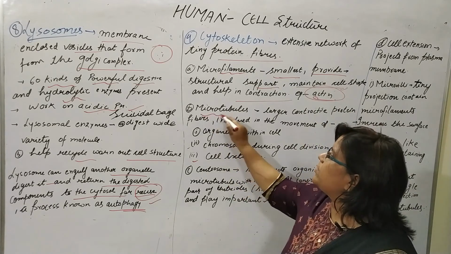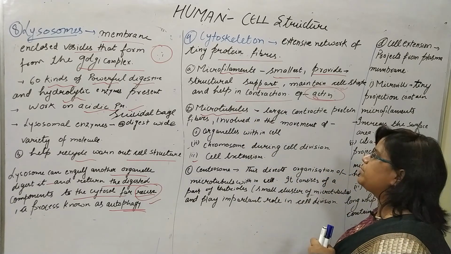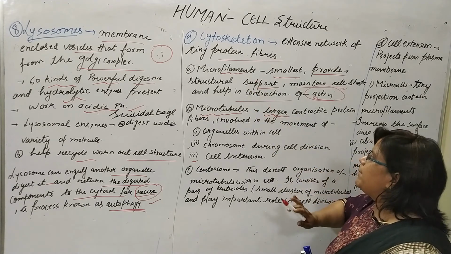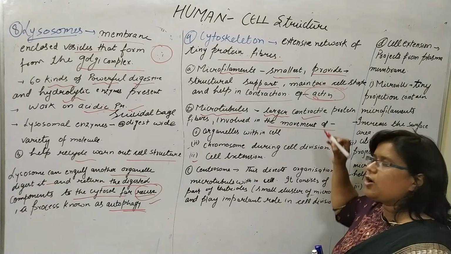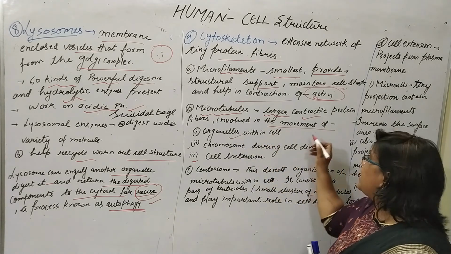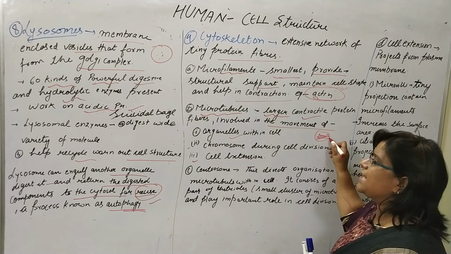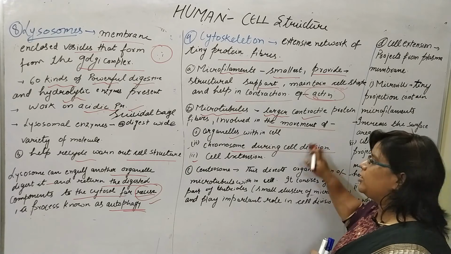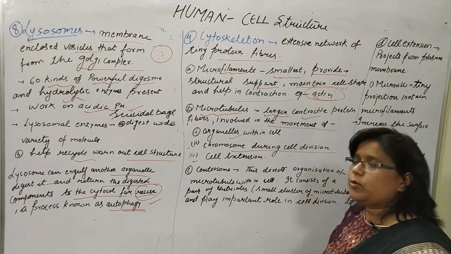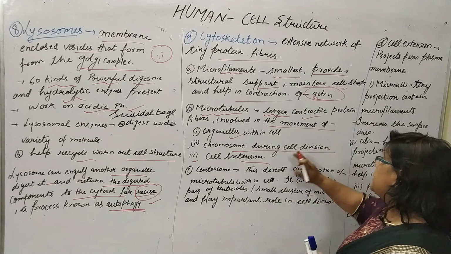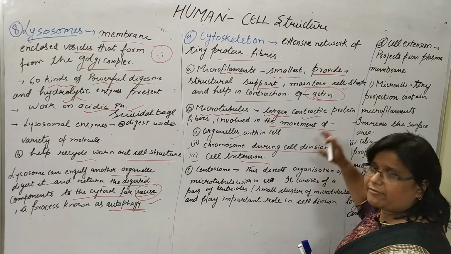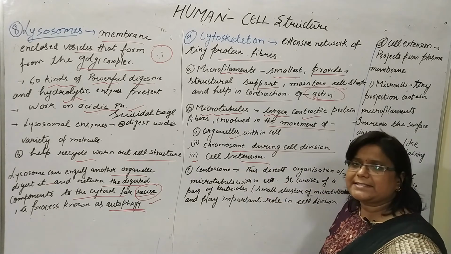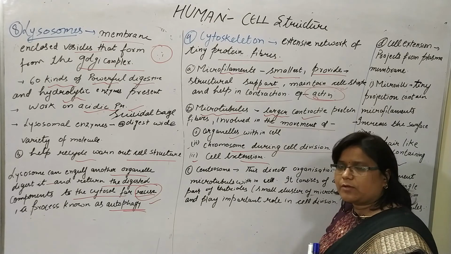Next is the microtubule. These microtubules are comparatively larger as compared to the microfilaments, and they help in the movement of the organelles. Means if any organelle wants to move within the cell, the microtubules help. During the movement of the chromosomes in cell division, these microtubules help. And the cell extension, which we will discuss after a moment. So these microtubules help to extend the cells for doing different types of functions.